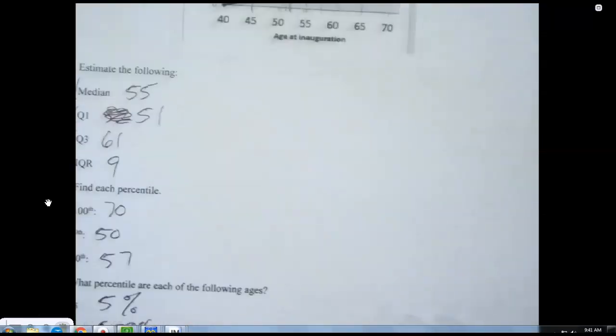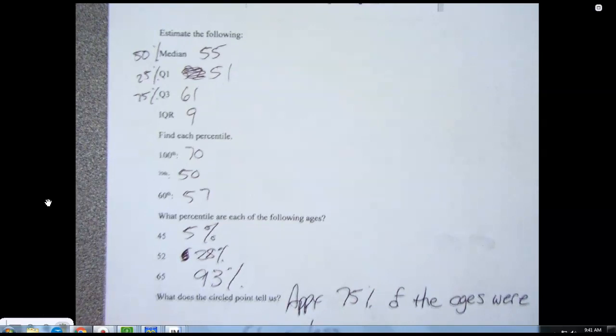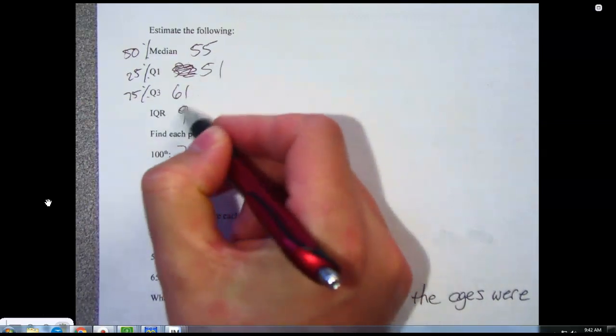So here's the answers to that one. Some of these you're really rounding. I mean, there's definitely some wiggle room. If you got something different than me on one, let me know. Yes, for sure. 61. I had 52.